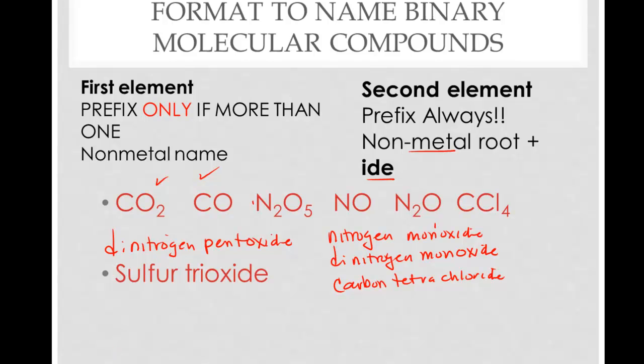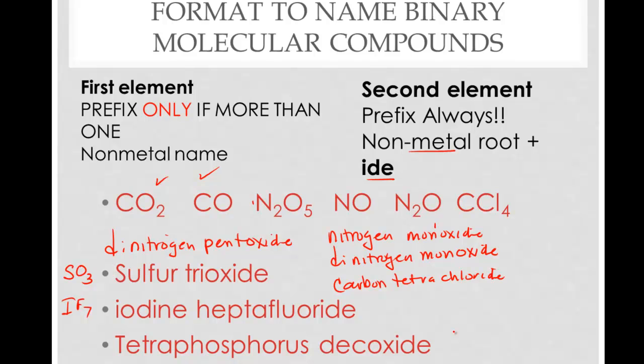And I also have some examples of how you can go the other way. Sulfur trioxide, S with 3 O's. Iodine heptafluoride, I with 7 F's. And then tetraphosphorus decoxide, I have 4 phosphorus and 10 O's. So it's pretty straightforward.